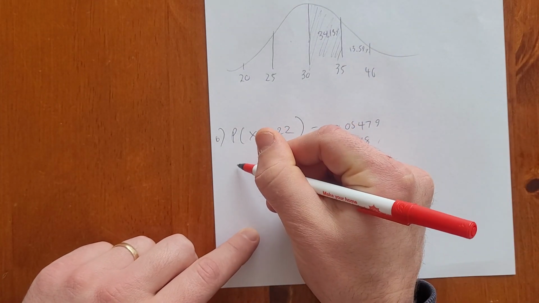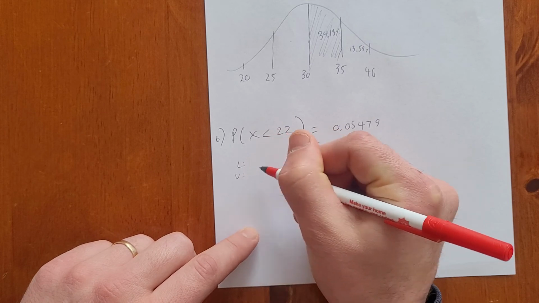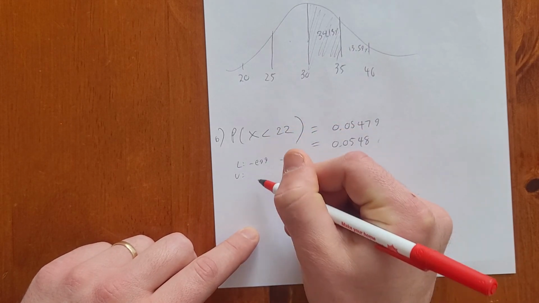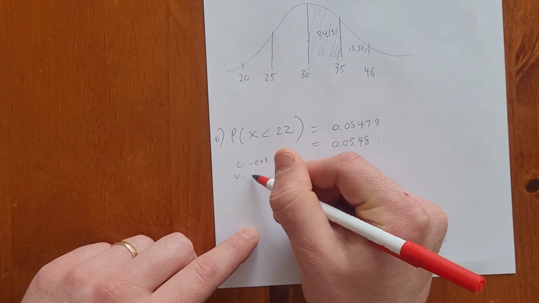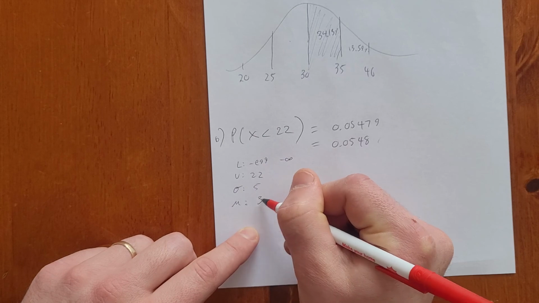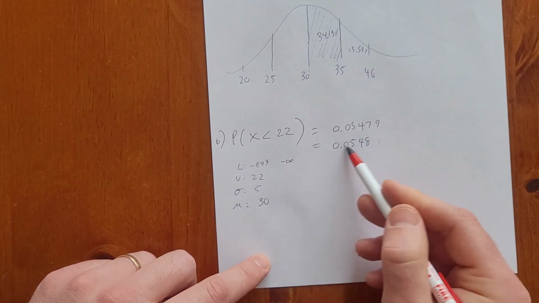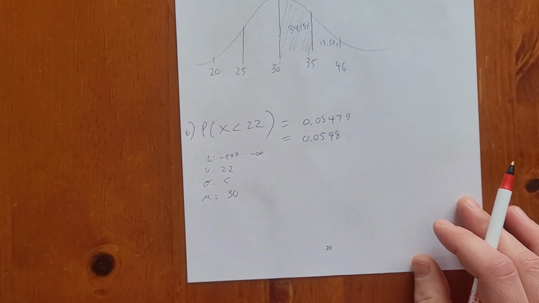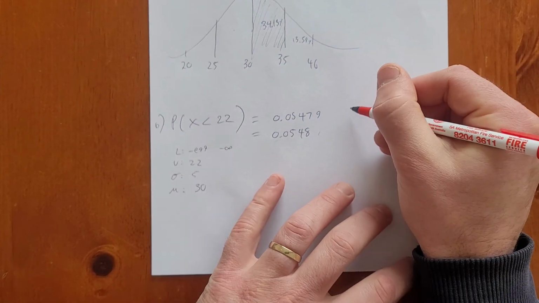And so in your calculator, lower, upper, so lower is minus infinity, or you can write minus infinity. The upper is 22, the standard deviation 5, and the mean is 30. So with all that information in there, that's what you've put in your calculator, and this is how you've generated the answer. Okay, let's move on to C.